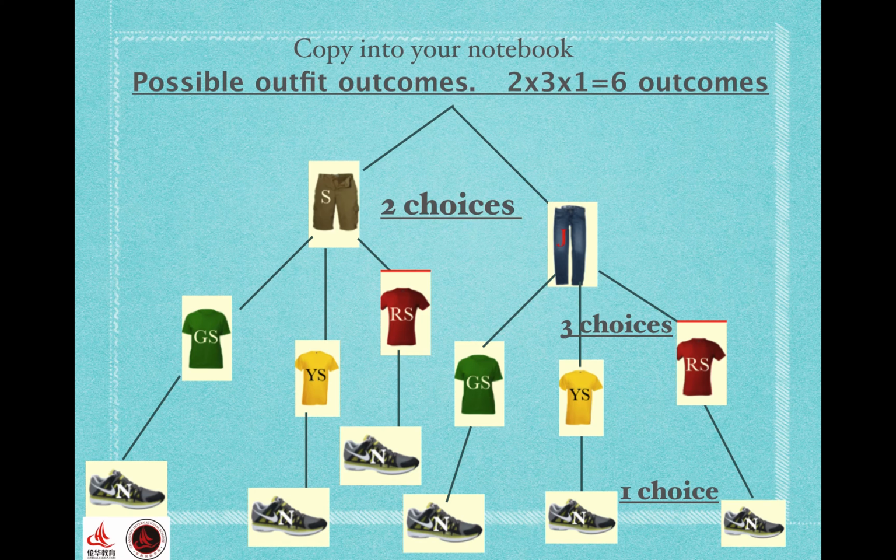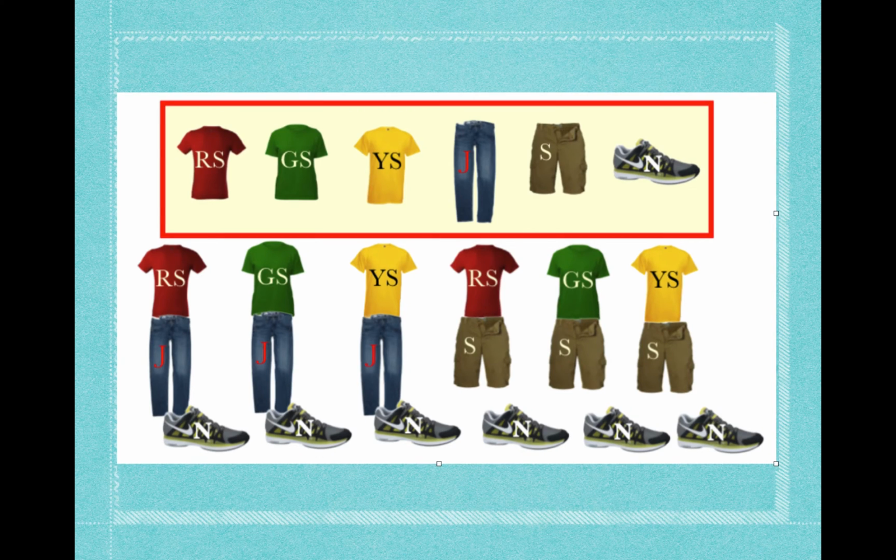So this is the way your probability tree should look. And to get the amount of choices, we multiply 2 by 3 by 1. So hopefully you guys have drawn this. If you haven't, please do it now. And then if you put them together like this, we can see we have 6 choices.